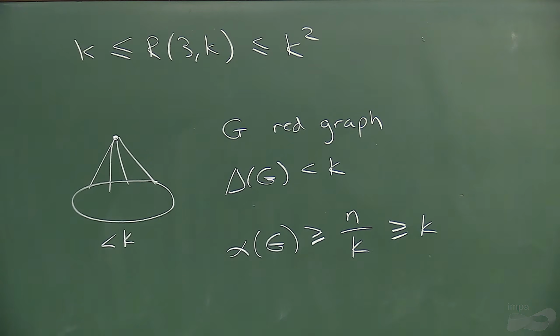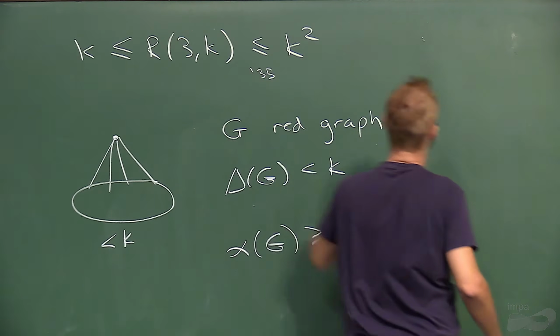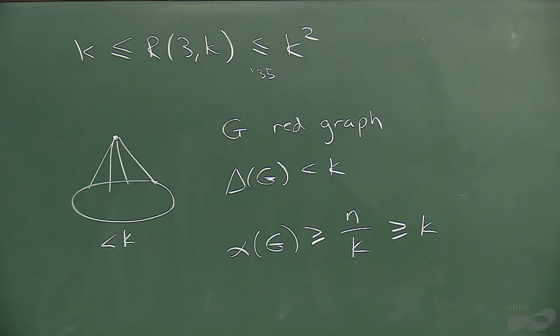So it's not very obvious. It's not obvious how to come up with a construction. Here's a construction that Erdős came up with in 1957 or something. So this was proved in 1935, and 20 years later, Erdős came up with the following construction.